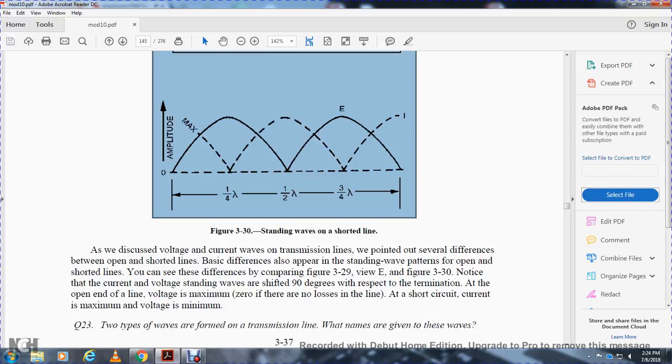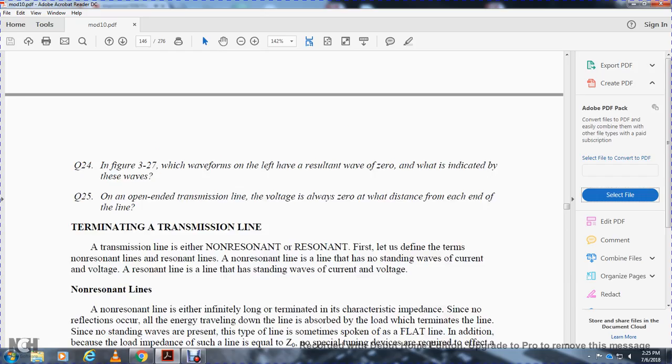As we discovered, the voltage and current waves on the transmission line point out several differences between the open and shorted line. The basic difference applies to the standing wave patterns of the open and the shorted lines. You can see the difference by comparing figure 329 view E with figure 330, noting the current and voltage standing waves. They are shifted 90 degrees with respect to the termination. At the open end of the line, voltage is maximum and current is 0. There is no loss in the line. At the short circuit, the current is maximum and the voltage is minimum.